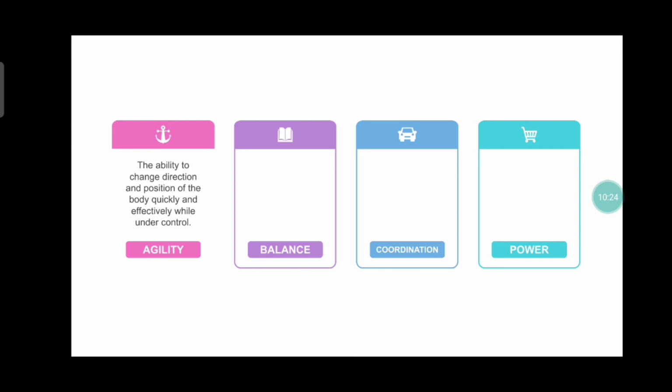First, we have agility, the ability to change direction and position of the body quickly and effectively while under control. Next is balance. It's the ability of the individual to maintain equilibrium in relation to changes in body position. Anong dili ta matuwad.